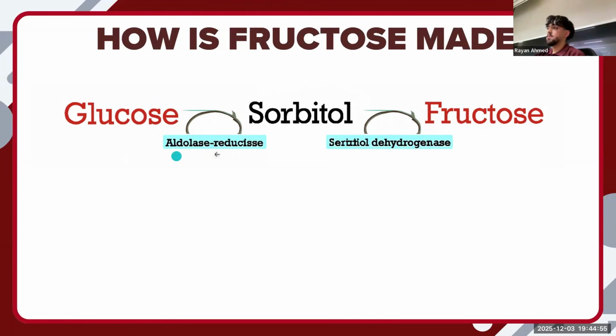Now, there are two enzymes. Please remember them as well. I know there's a lot of enzymes, but once you do them like twice, you're going to know the enzymes very well. So the first enzyme that I need you guys to remember is aldolase reductase. Aldolase reductase is used from glucose into sorbitol. And then from sorbitol into fructose, it's in the name, sorbitol dehydrogenase. Sorbitol dehydrogenase converts sorbitol into fructose. Sorbitol is a new name again, please remember this.